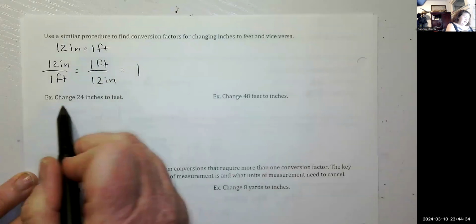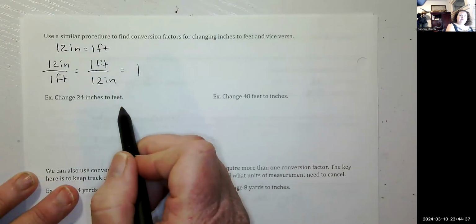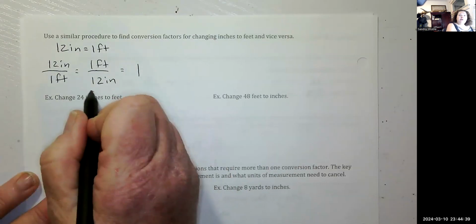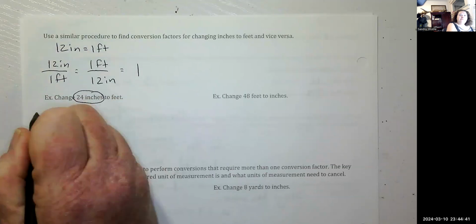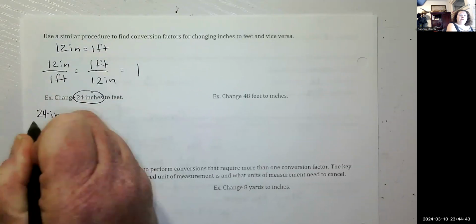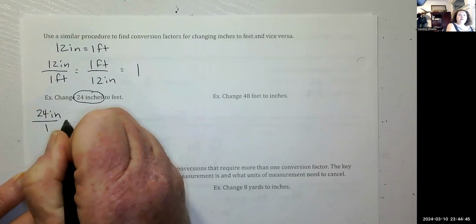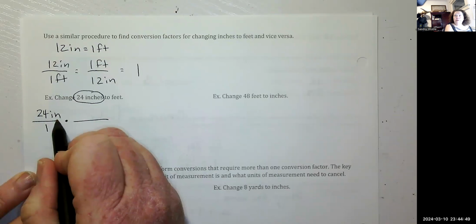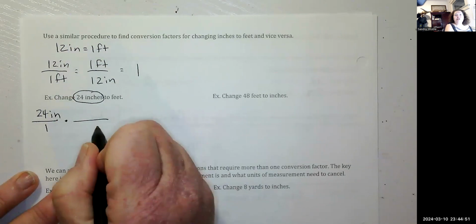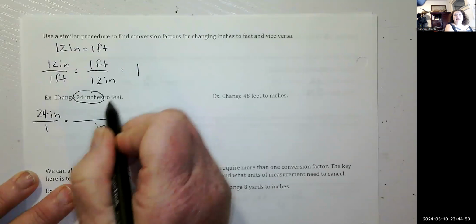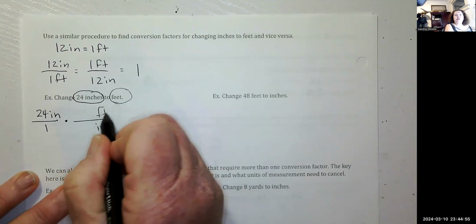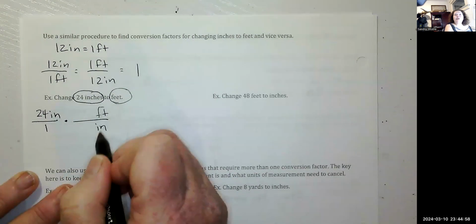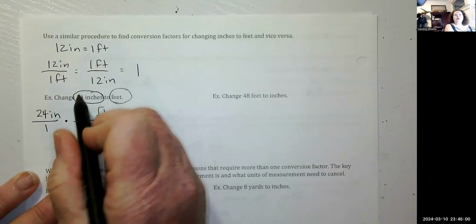Let's see here. So we're going to change 24 inches to feet. So I'm going to start with what they're giving me, 24 inches over 1, since it's a whole number. We're going to multiply it. Inches are currently in my numerator in the top. To get rid of it, we need inches in the denominator. And we're heading to feet, so we're putting feet in the numerator. Once I get my units in, I'm just plugging in the numbers.